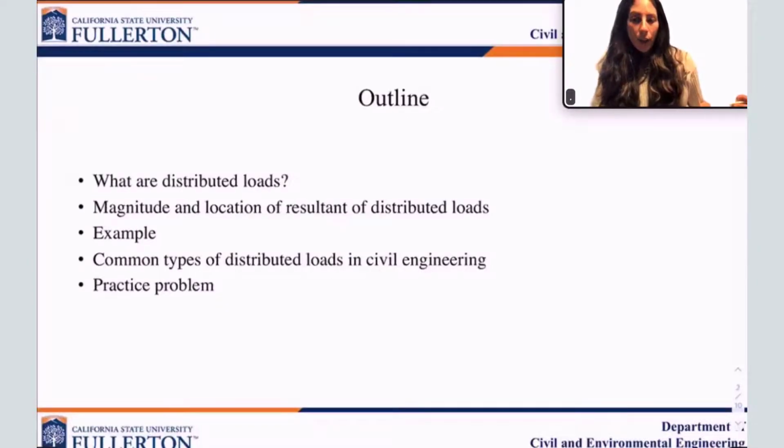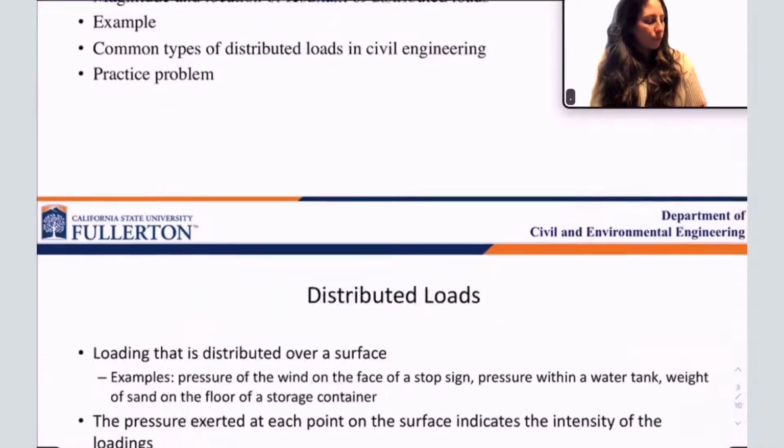So for today's outline, we're going to talk about what distributed loads even are. Then we're going to talk about magnitude and location of resultants of distributed loads and how to find them. We're going to go over a quick example. Then we're going to talk about common types of distributed loads in civil engineering applications. And then I'm going to leave you with a practice example so that you can try this on your own.